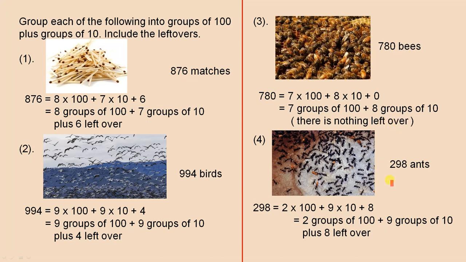298 ants. 298 is 2 times 100 plus 9 times 10 plus 8, which is 2 groups of 100 plus 9 groups of 10 plus 8 left over.